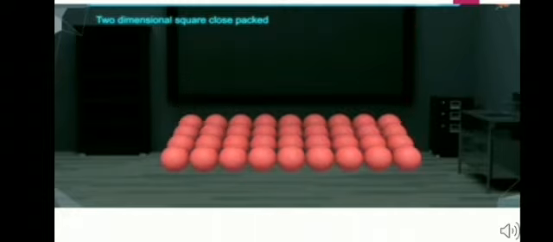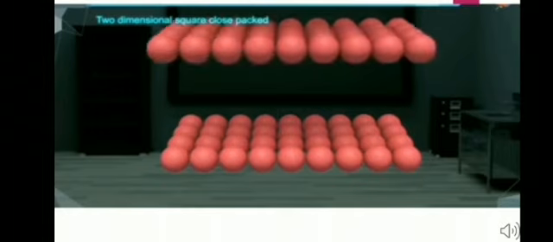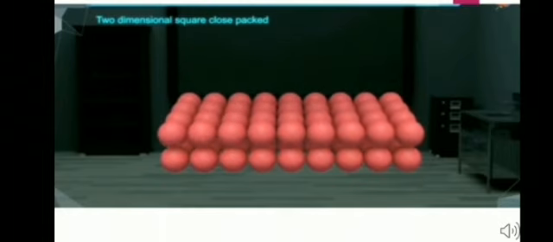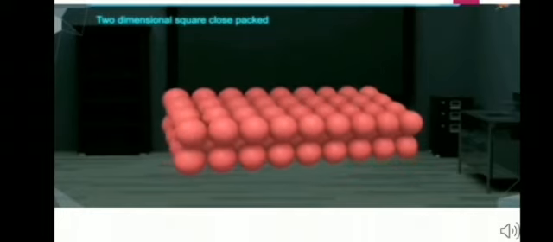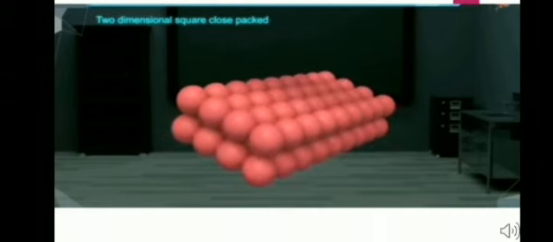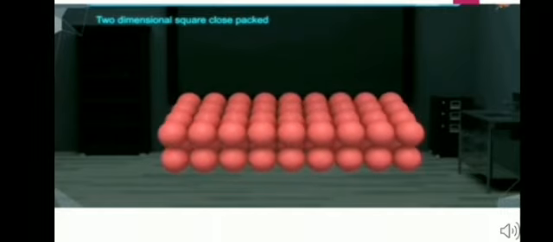Now let us study about close packing in 3 dimensions. In 3-dimensional close packing from 2-dimensional square close packed layers, this type of packing is done by placing 2-dimensional square close packed layers above the first one, such that the spheres of the second layer are exactly above the first layer. In this arrangement, the spheres of both the layers are perfectly aligned vertically and horizontally.